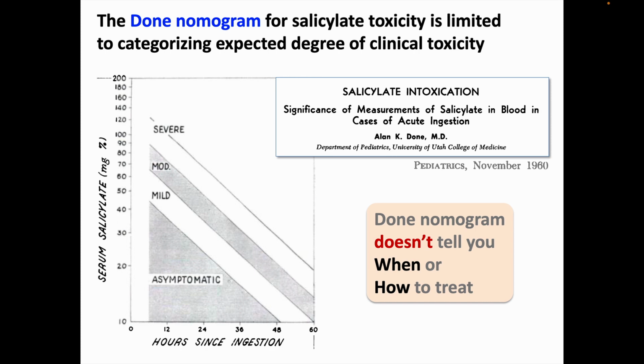With acetaminophen, we have the Rumack-Matthew nomogram, and for salicylates, there's the Done nomogram. However, the Done nomogram is limited to categorizing the expected degree of clinical toxicity.